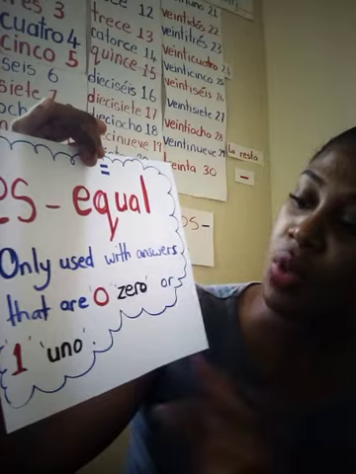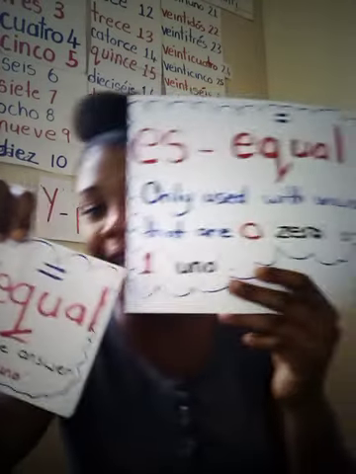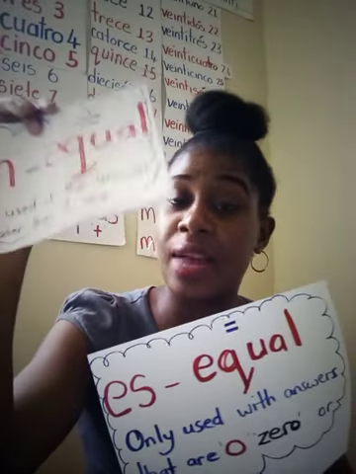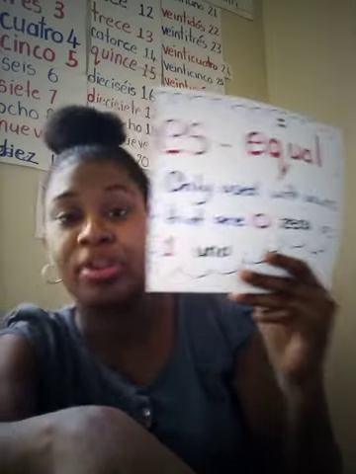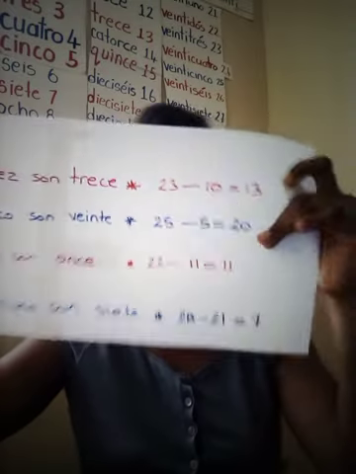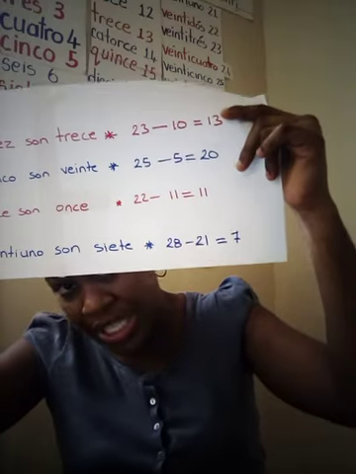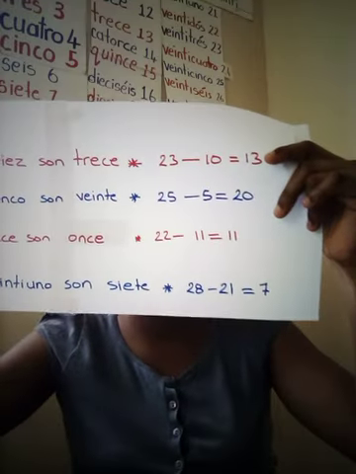Now, like I said, we're looking at son and es. They both mean equal. However, we only use son for numbers greater than 1, and we use es for number 1 and 0. So 1 and numbers under 1, less than 1. Okay? Now, before we were using son to give us our answers because we know that all these numbers are bigger than 1, right? 13 is greater than 1, 20 is more than 1, 11 is more than 1, 7 is more than 1. So once your answer is more than 1, you're going to use the word son, that means equal.